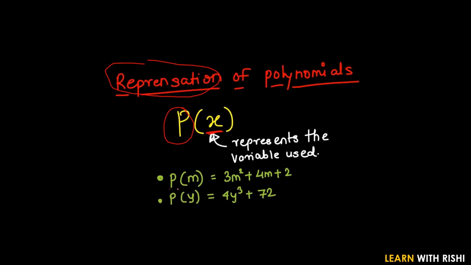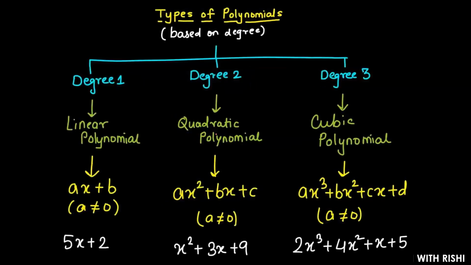For example, p of m. Here in the whole expression, the variable m is used, like m square and so on. P of y. Here in the whole expression, the variable y is used. So the representation of a polynomial is like this: P for polynomial, and in brackets we write the variable which is used in the expression.